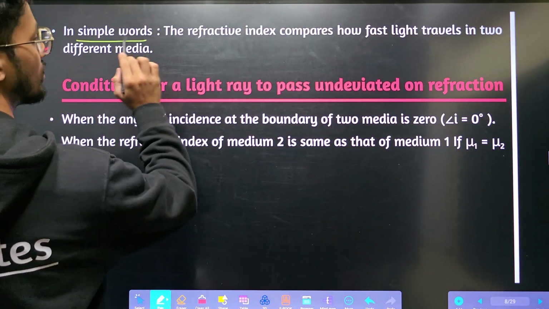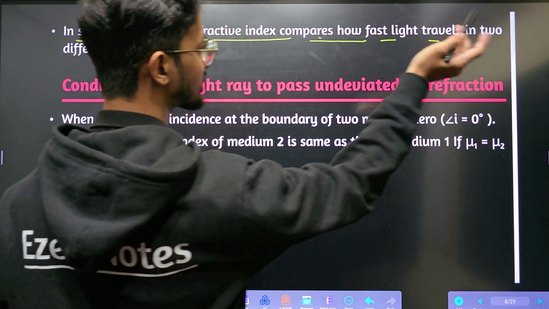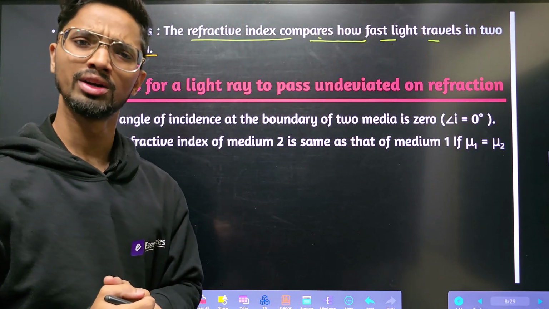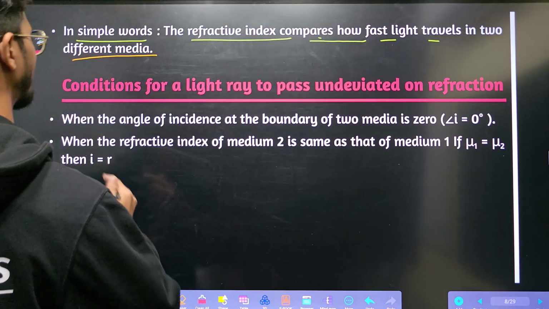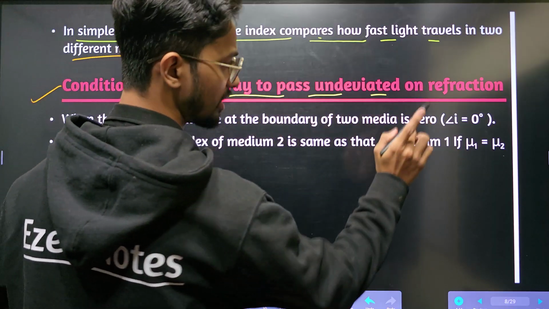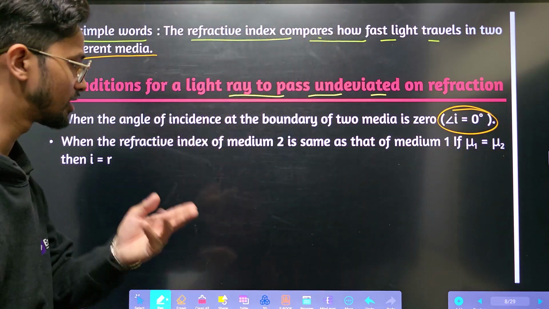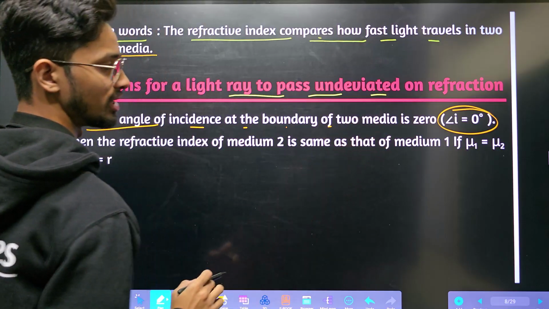Next, in simple words, the refractive index compares how fast light can travel in two different mediums. Next, conditions for light to pass undeviated. The first condition was i should be 0, right? It should pass normally. The angle of incidence at the boundary of two mediums is 0.